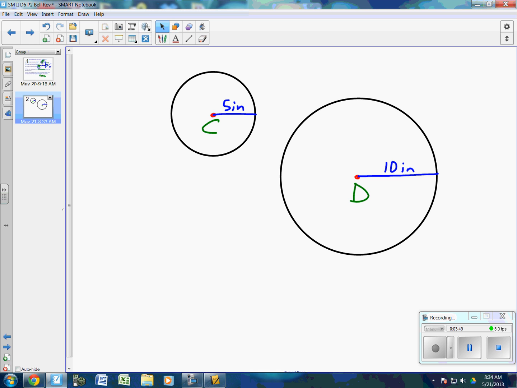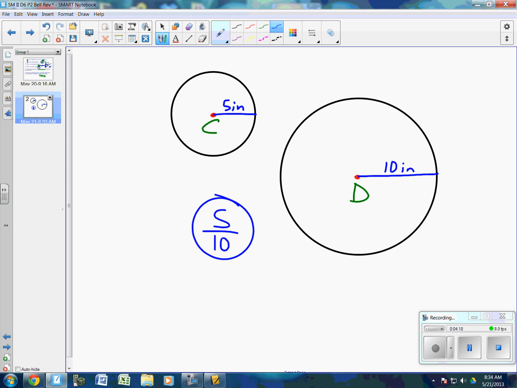And what would be the scale factor right here that would make these similar? If we were going from C to D, 1 over 2. If we were going from D to C, what would it be? 2 over 1, right? If we were going from C to D, the ratio is 5 over 10, which is 1/2, right? And if we are going from D to C, the ratio would be 10 over 5, which is 2, right?